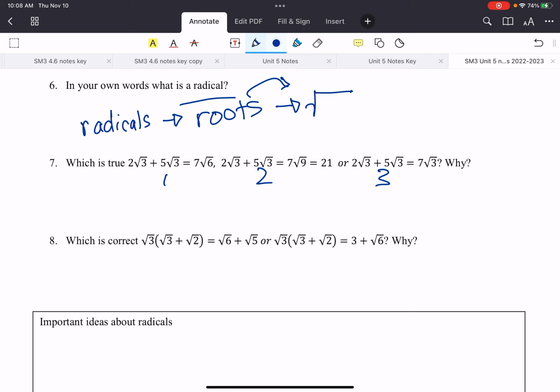It's 2. Why? Because it's 5 squared. The number inside only changes if you multiply. Yes, exactly. The number inside can only change if you multiply.